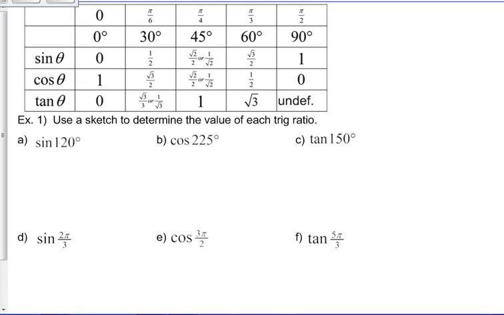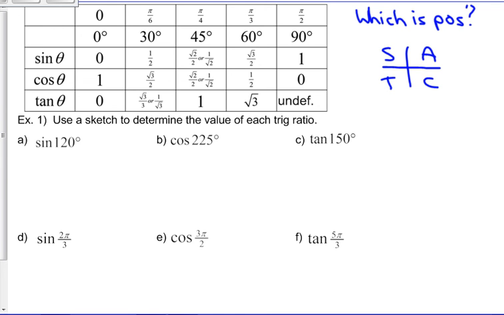Okay, so example 1 says, use a sketch to determine the value of each trig ratio. So I'm just going to write over here ASTC, the all, sine, tangent, and cosine. And what does that tell you? It tells us which is positive. So if I'm in the second quadrant, sine's going to be positive. If I'm in the third quadrant, only tan's going to be positive, and so on. We're using a sketch to help us try and figure these out.